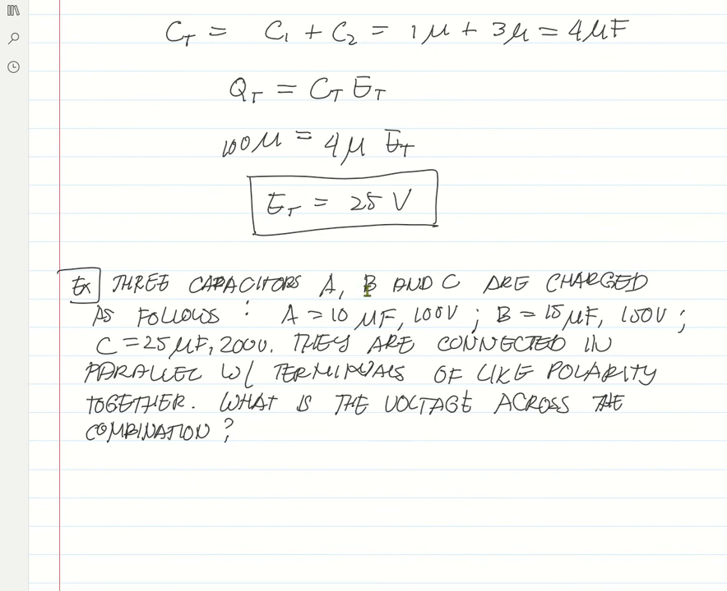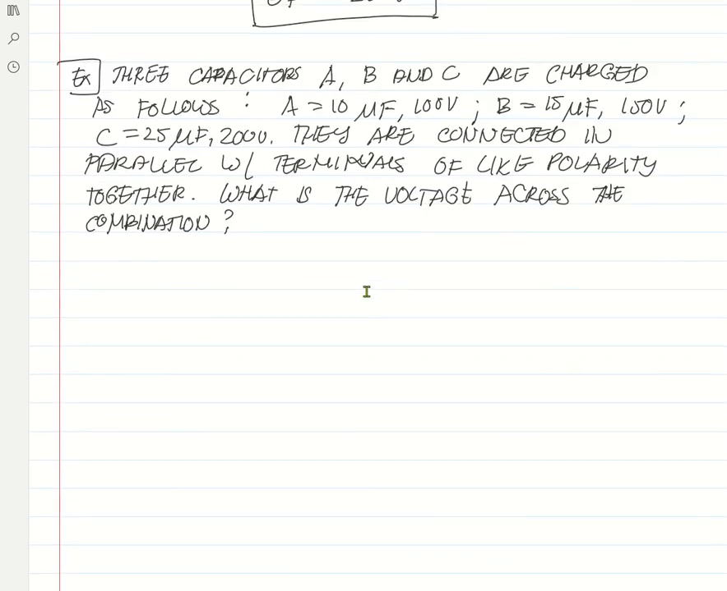Last example for capacitors. Three capacitors A, B, and C are charged as follows. Capacitor A, which has 10 microfarad capacitance, is being charged by a 100 volt source. Capacitor B has 15 microfarad capacitance and is being charged at 150 volts. And capacitor C has 25 microfarad capacitance and is being charged with a 200 volt source. Now, they are connected in parallel with terminals of like polarity together. What is the voltage across the combination?